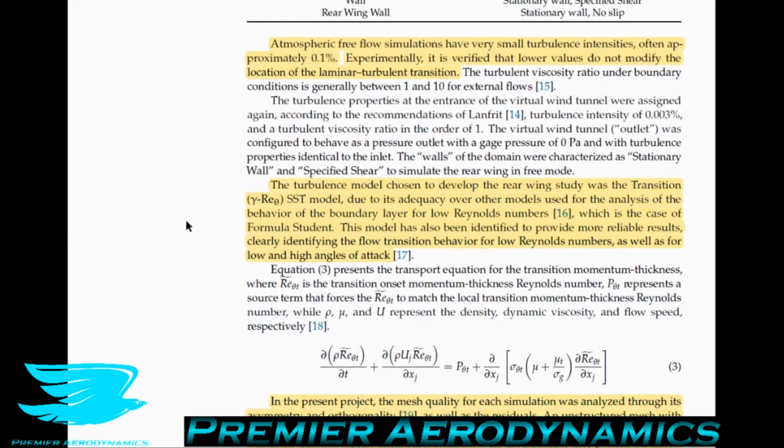So the turbulence model chosen to develop the rear wing study was the SST gamma theta model, which I am quite a fan of as well. And this is due to its adequacy over other models used to analyze the behavior of the boundary layer for low Reynolds numbers, which is the case here. This model also has been identified to provide more reliable results than, I'm guessing, like K omega or K epsilon, clearly identifying the flow transition behavior for low Reynolds numbers, as well as for low and high angles of attack.